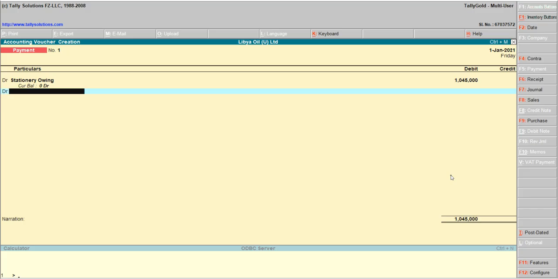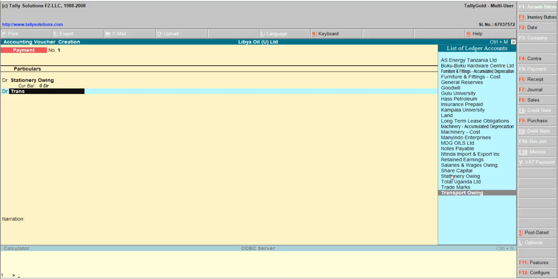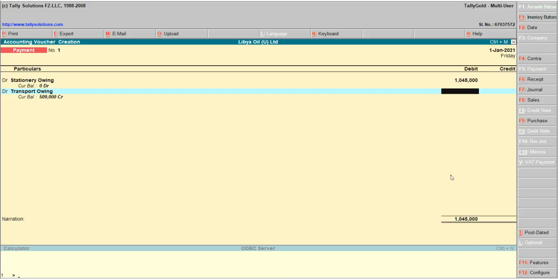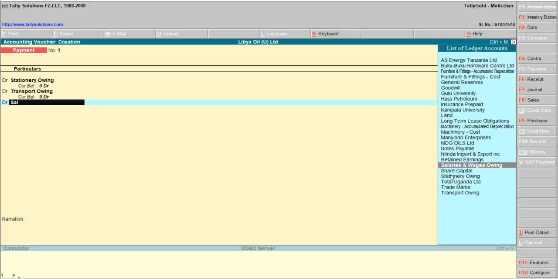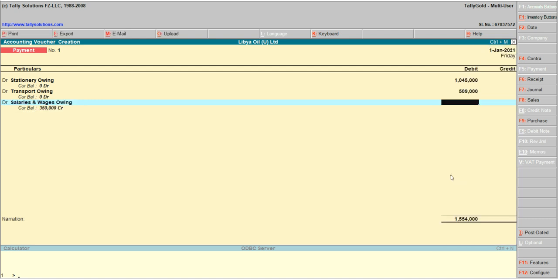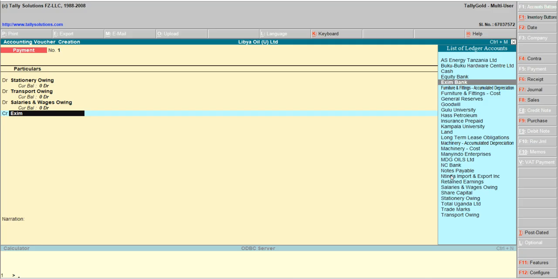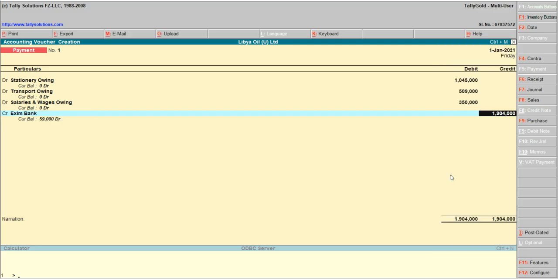Then we are going to debit transport owing. You see the balance of transport owing is 509,000. Then still I want to debit salaries and wages. I'm going to use one payment voucher. Salaries and wages, that is 350,000. We are paying from Exim Bank. Payments were made from Exim Bank. So that is your payment voucher.